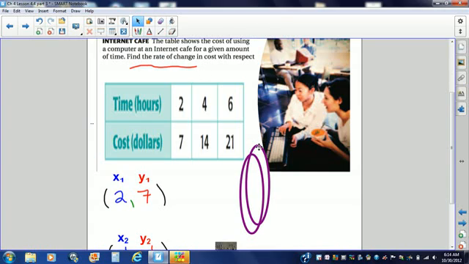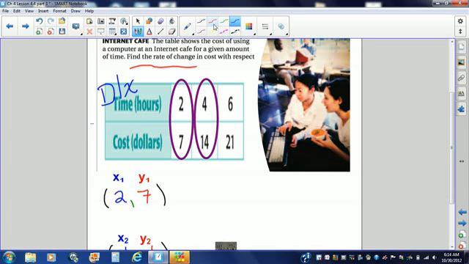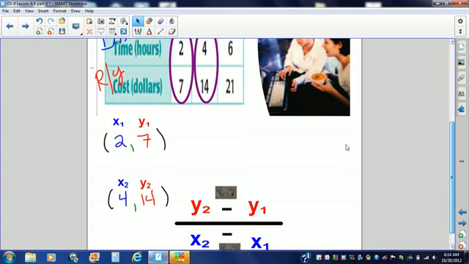So I can make ordered pairs here. Remember that this is my domain, or my x. Remember that this is my range, or my y. So I'm going to make an ordered pair 2, 7, and I'm going to make an ordered pair 4, 14. So write the two ordered pairs on your paper, please.